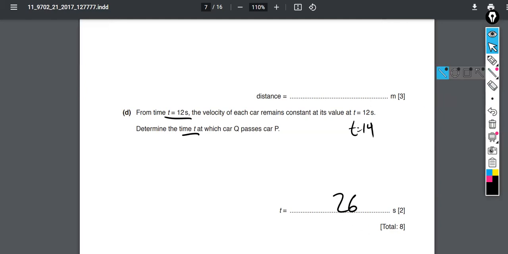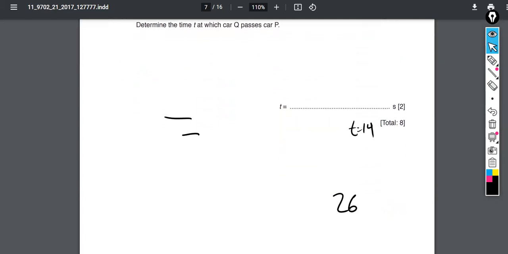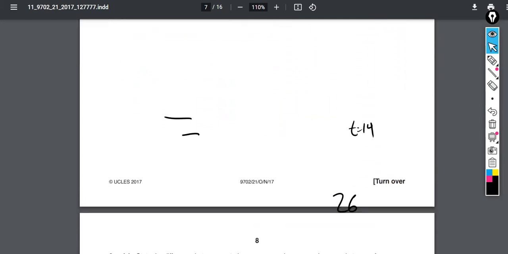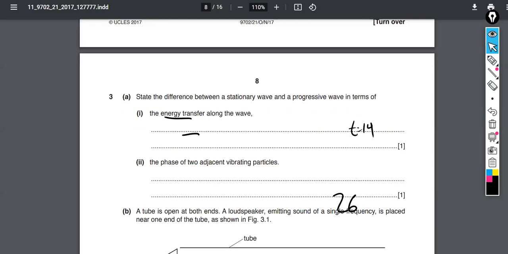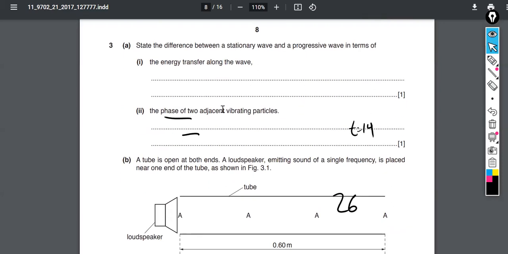Now we could keep going here, keep a good thing going. Take a look at question number 3. Looks like some differences between stationary waves and progressive waves, but maybe we'll save that for another day.